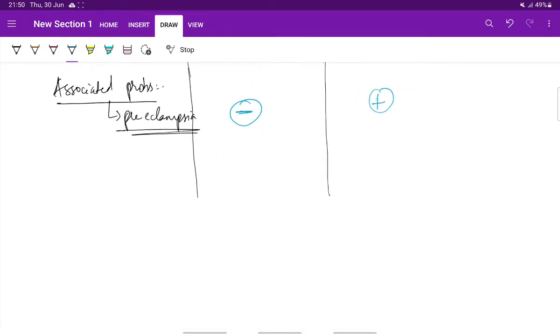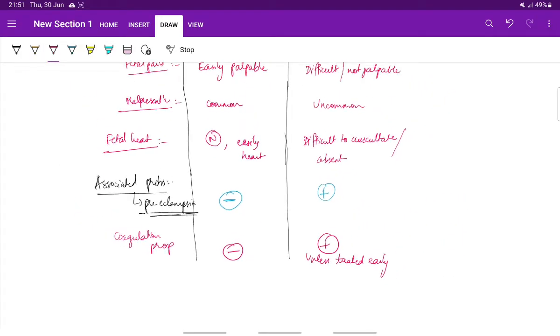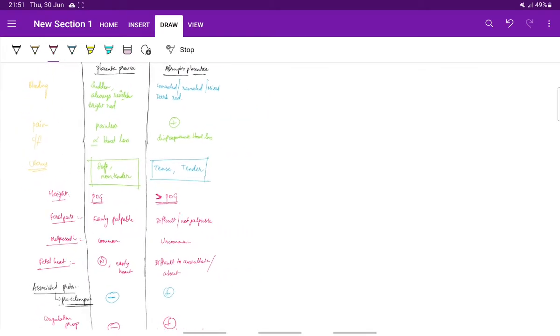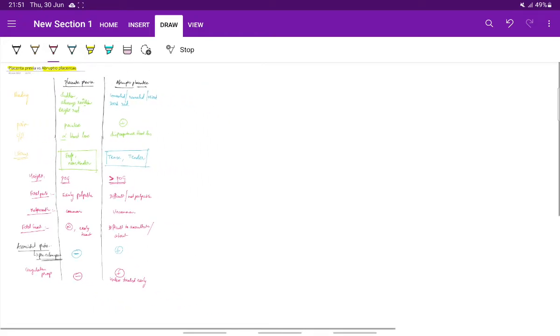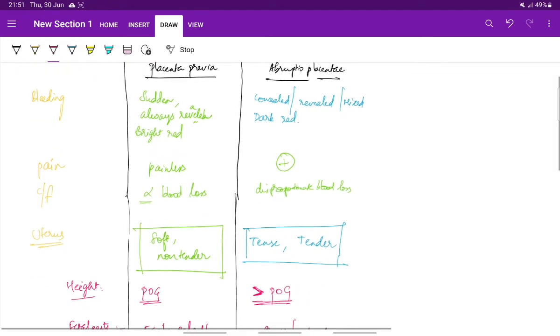Next, there will be coagulation problems in case of abruptio placentae, unless treated early. Whereas there will be no such coagulation complications in case of placenta previa. So, this is the overall view, the important differences between the abruptio placentae and the placenta previa. Let us have a quick recap.